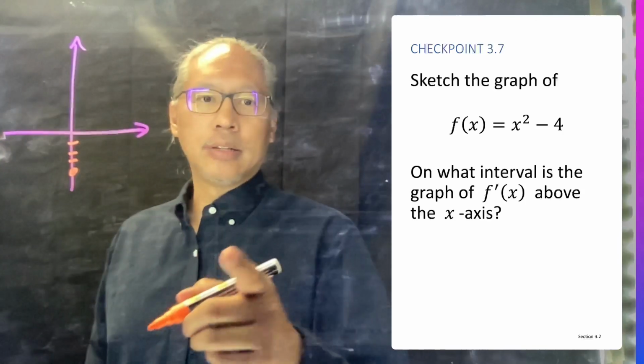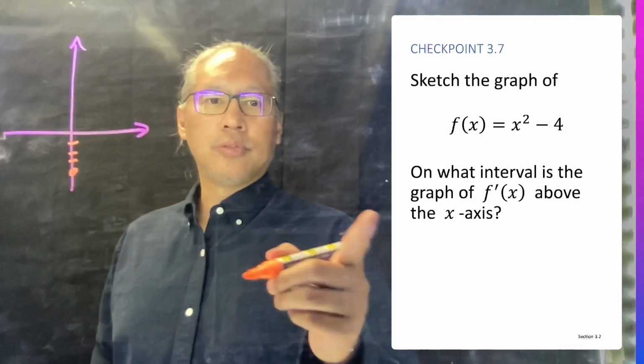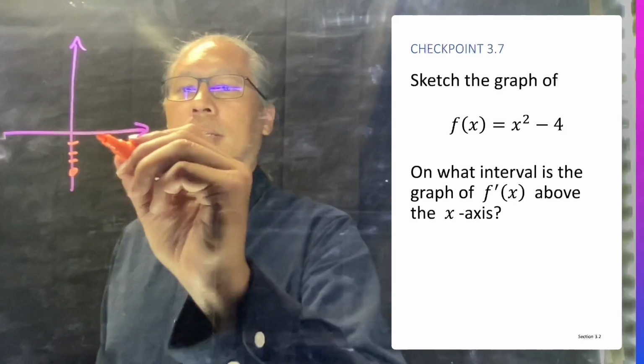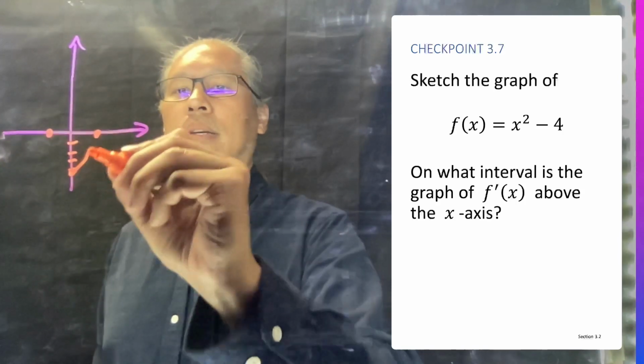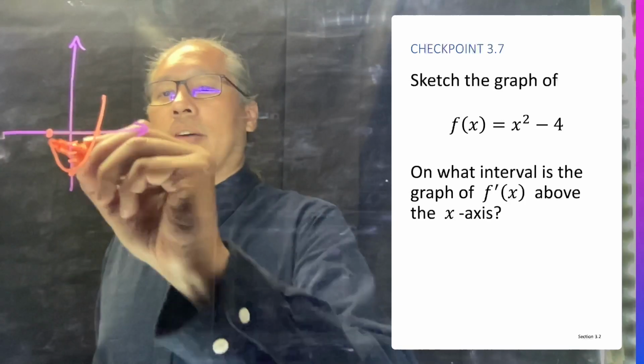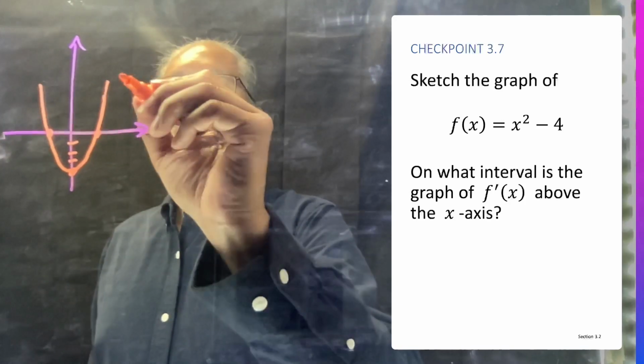When y is equal to 0, we have x squared is equal to 4, and so that's going to give us a positive and negative 2. So I just wanted to draw the intercepts, and this is how the graph of our f of x should look like.